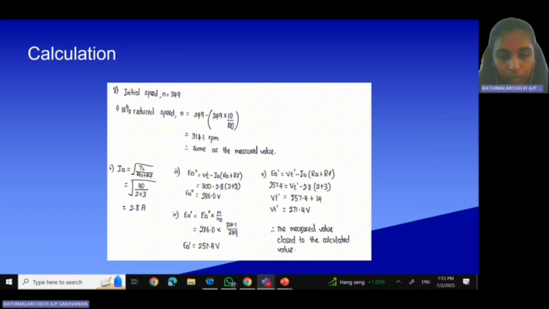So here we find the terminal voltage first for the armature current, which is EA0, which we got as 286.0 volts. And then we calculate using EA0 to get EA1, which is 257.4 volts. Overall, the terminal voltage before and after: before the terminal voltage is 300, after the terminal voltage, which we measured, is 272.3. But in calculation, we got 271.4, which is very close to our measured value. So this is the calculation for this part.